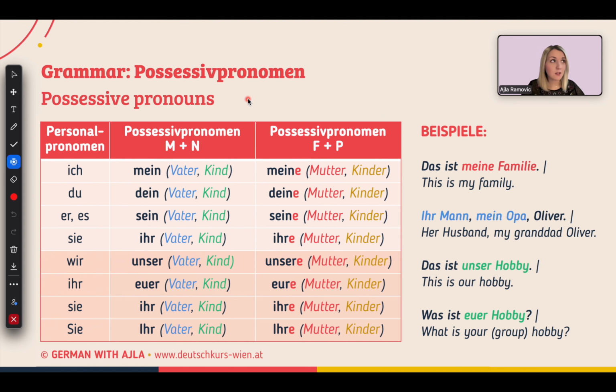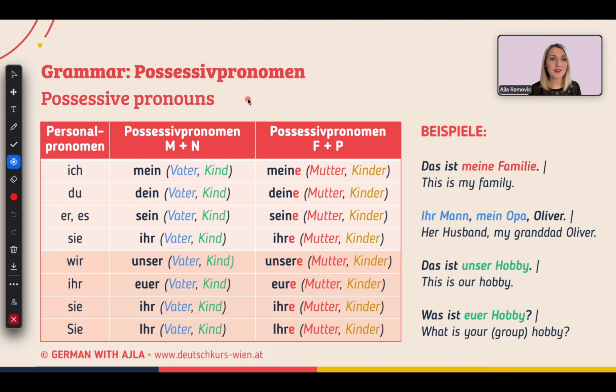Using a possessive pronoun, I could, for example, say, this is my phone. In German, das ist mein Handy. This is my phone. Or I could ask, is this your book? Ist das dein Buch? Is this your book? One more example, this is her bag. Das ist ihre Tasche. This is her bag.